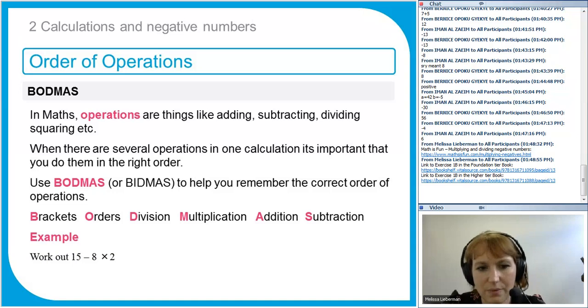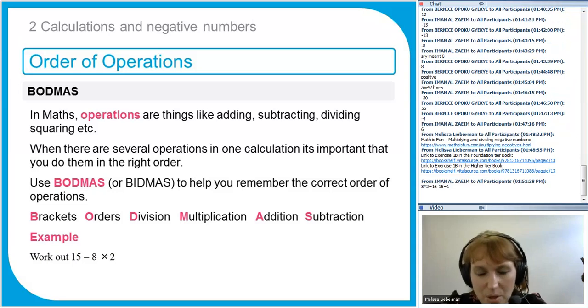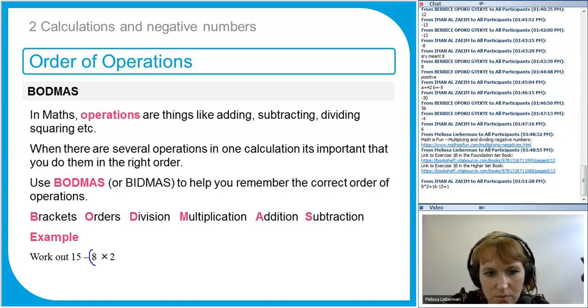So supposing I ask you to work out 15 take away 8 times 2. What is the answer? Now, your instinct is probably to work from left to right. Now, that only works if it's all adding and subtracting, or if it's all multiplying and dividing. With this kind of problem, we need to say, well, I need to multiply or divide before I add or subtract. So we actually need to work out 8 times 2 before we take that away from 15. 8 times 2 is 16. So what this question is actually asking us is 15 take away 16.